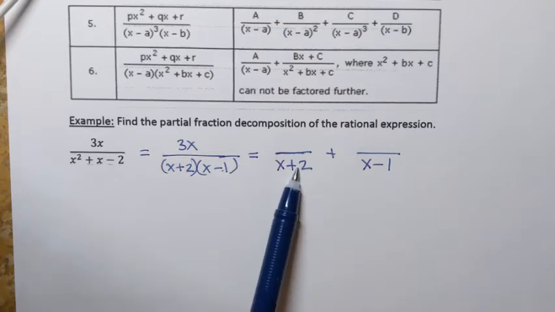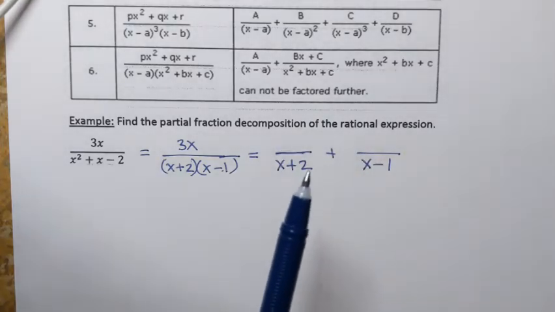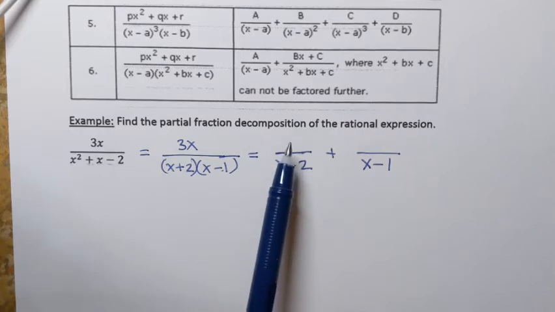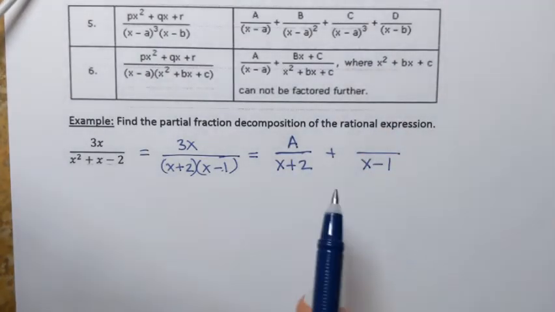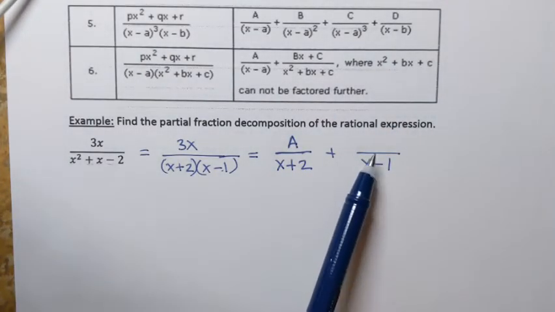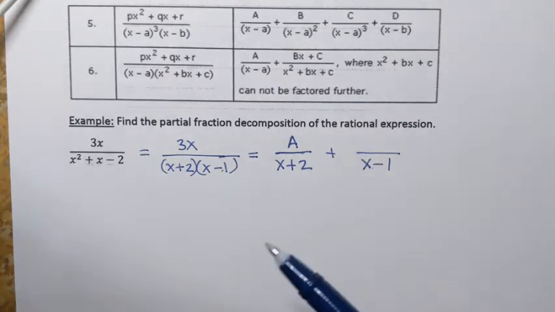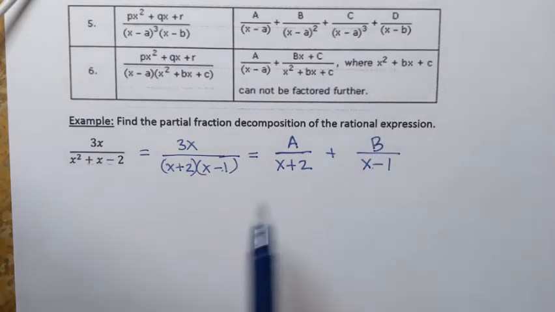Now, once I set up those fractions, I need to put something in the numerator. And that's where I need to remember that if my denominator is a linear factor, the numerator will always be a constant. So A represents some kind of constant. And again, here it's a linear factor, so the numerator will be just a constant. I cannot reuse letters. I have to always keep using different letters, so it's going to be B.